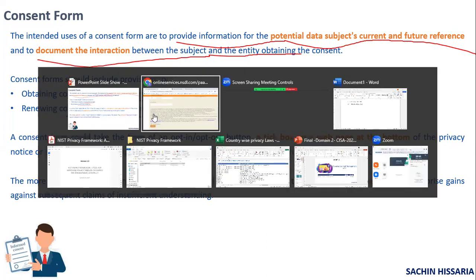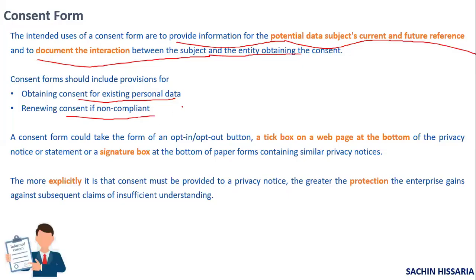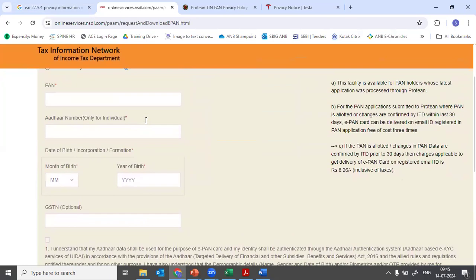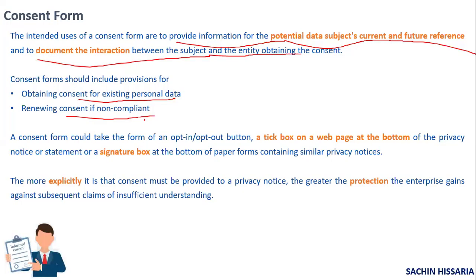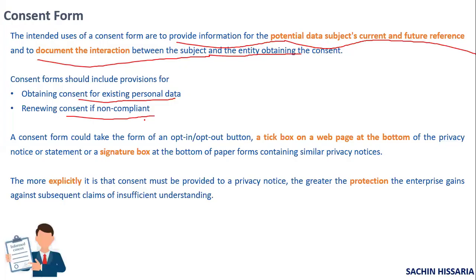So basically, first we are collecting the consent for existing data. Correct? Whatever data you are collecting, here you are collecting the Aadhaar and PAN number, so you will be taking a consent for this data. This is one point. Okay, renewing a consent if non-complied. For example, suppose using that personal information you want to launch a new product, and in that new product also you want to use that person's personal information. So again, you need to renew your consent.